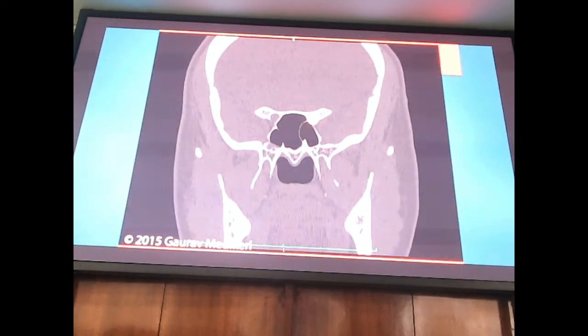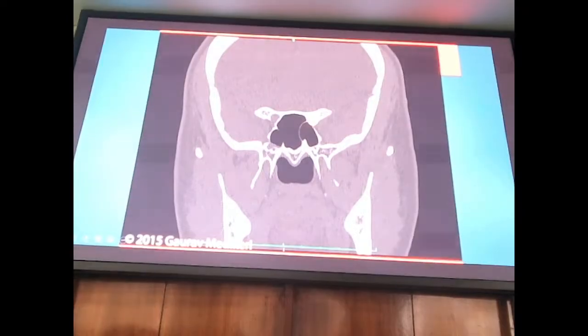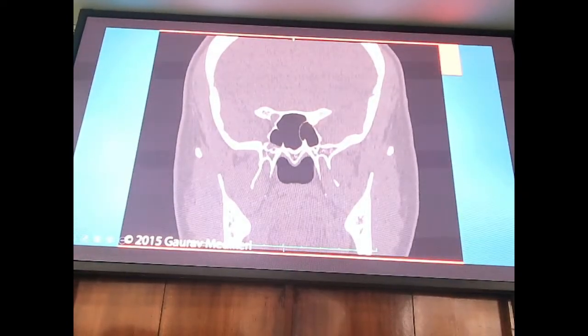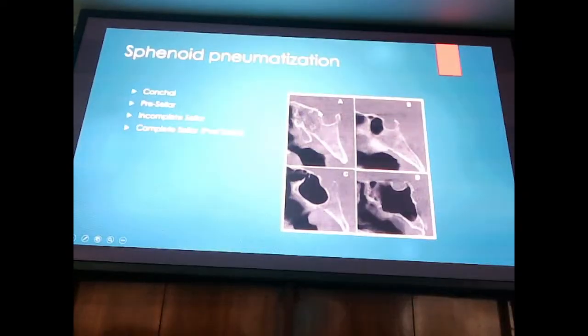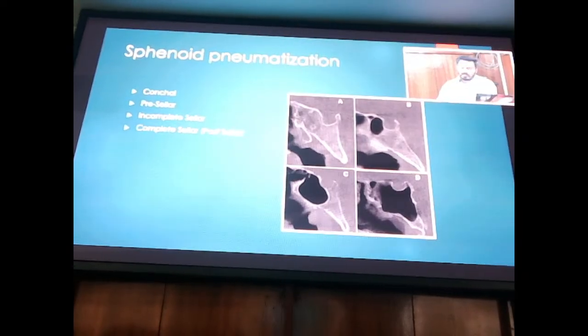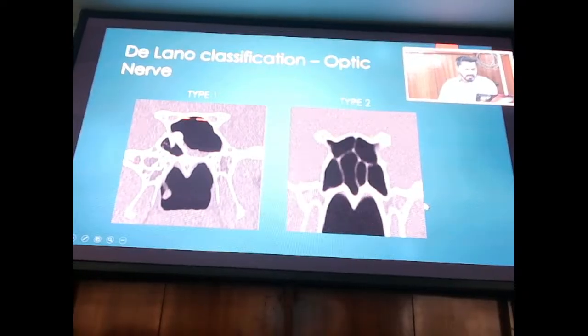Now you can see the septum is actually sitting on the optic nerve. So this is the intersphenoidal septum which is going and sitting on the optic nerve. Again, this is important for pituitary surgeons. The type of sellar pneumatization: you have conchal, pre-sellar, incomplete sellar and complete sellar, where, whatever you are seeing in D, if it crosses the posterior margin of the pituitary, that is called a complete sellar type.